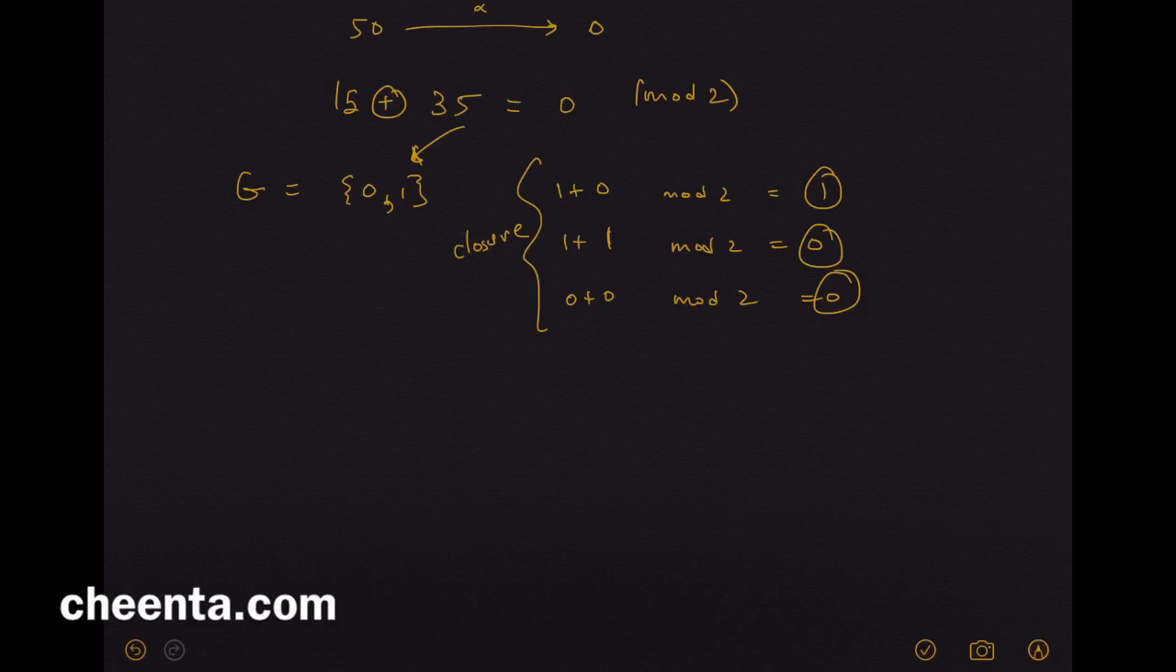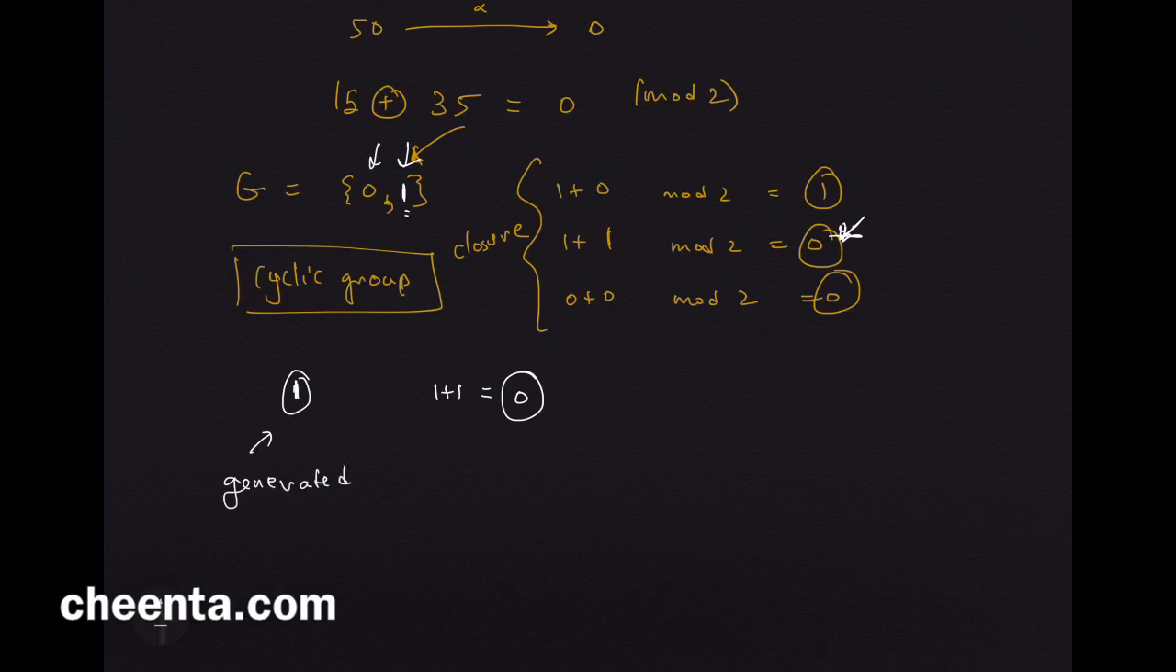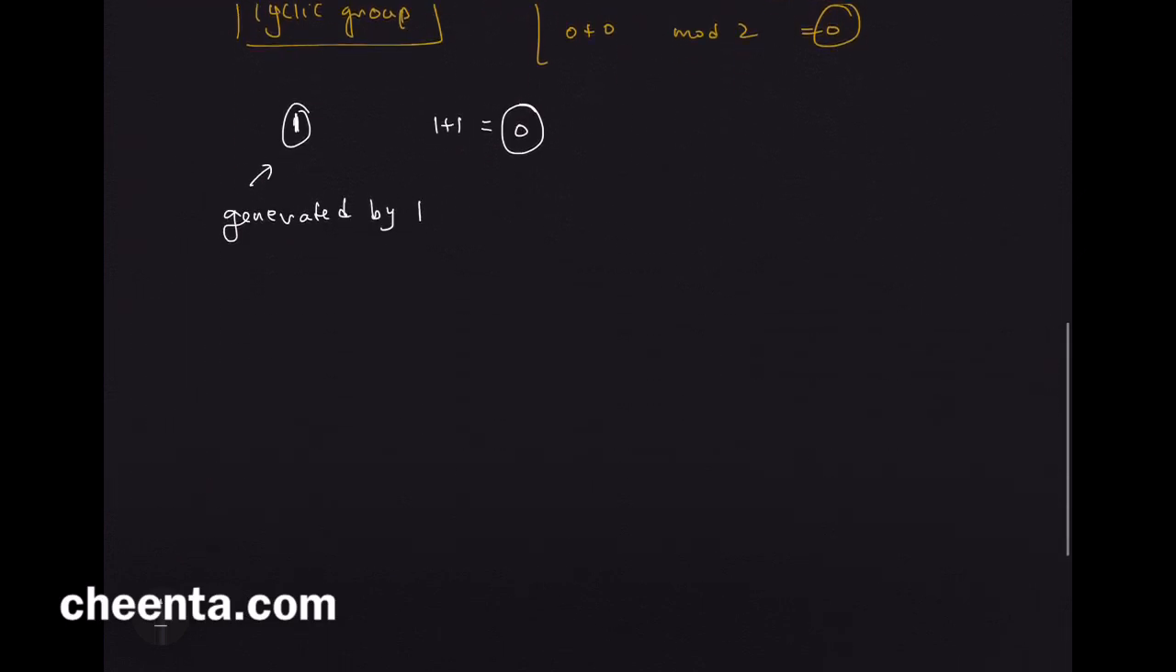That's the meaning of closure property. Not only that, this is a cyclic group. Why? I'll not go into the exact technical definition. The basic idea is it can be generated by a single element, for example, 1 in this case. If you start with 1 and then you add 1 to itself, then you get 0. Remember, we are adding modulo 2. So we found all the members of this set generated by 1.